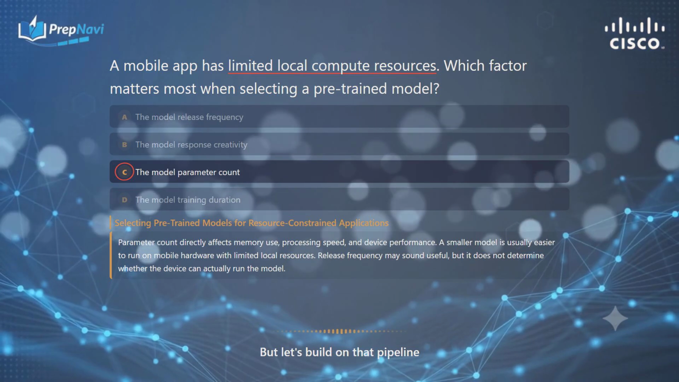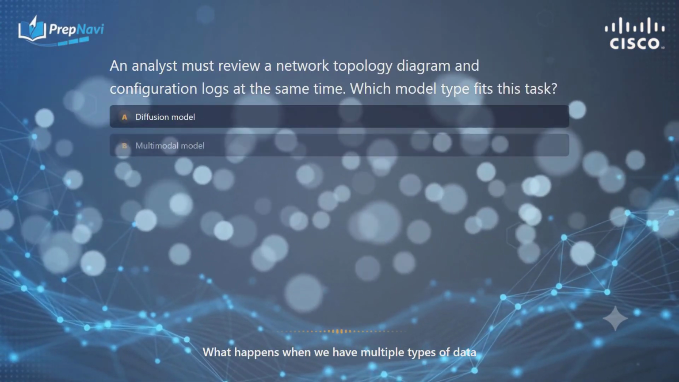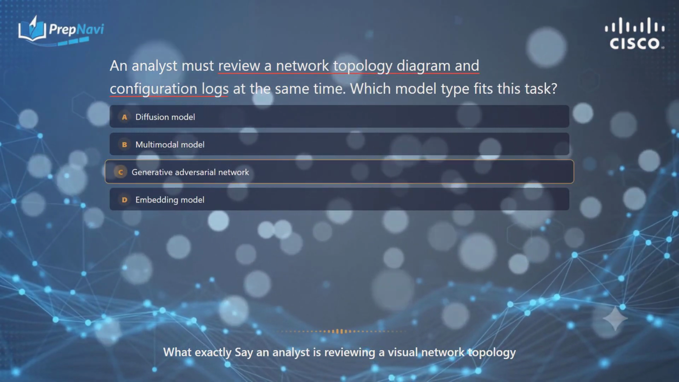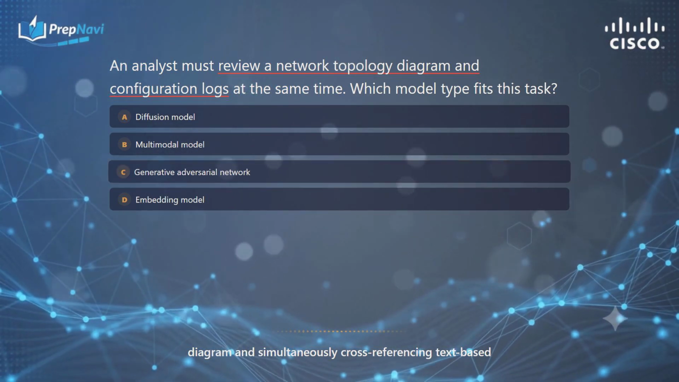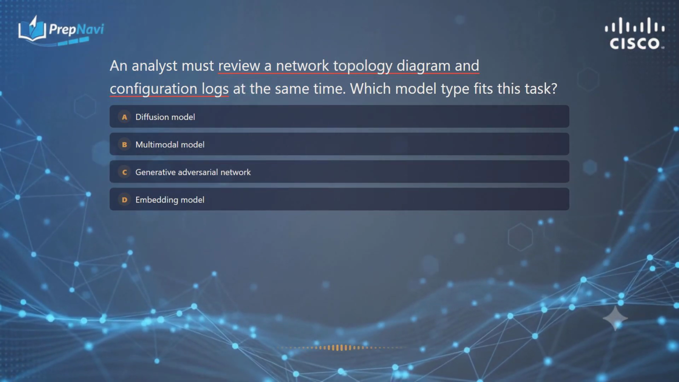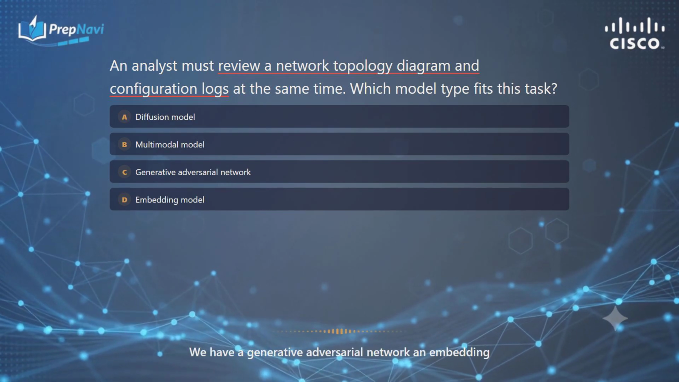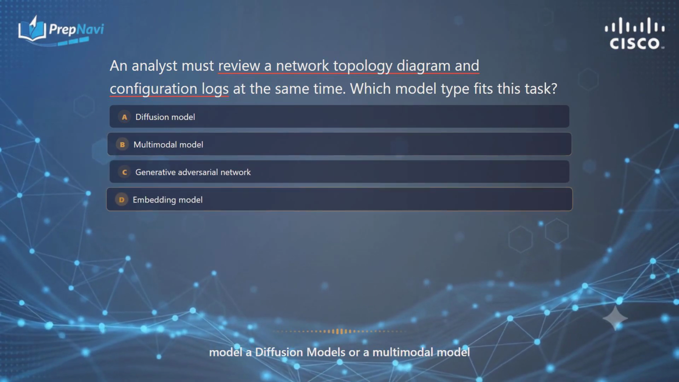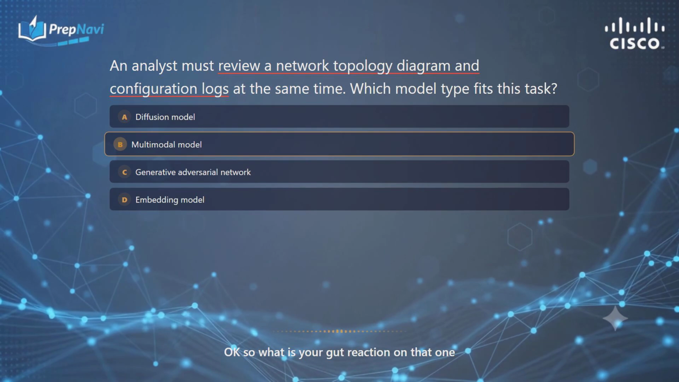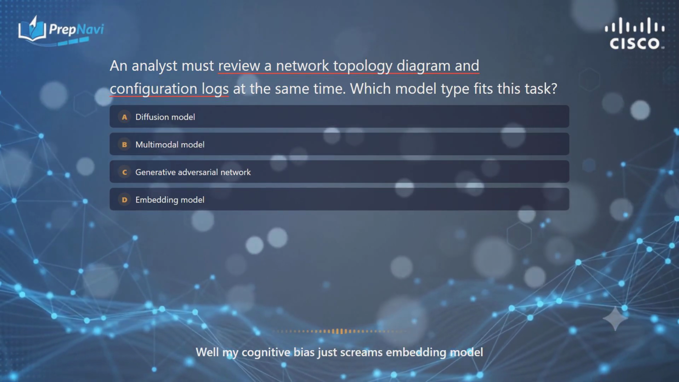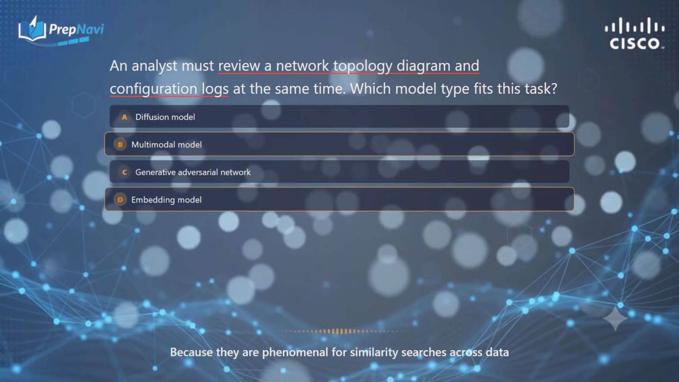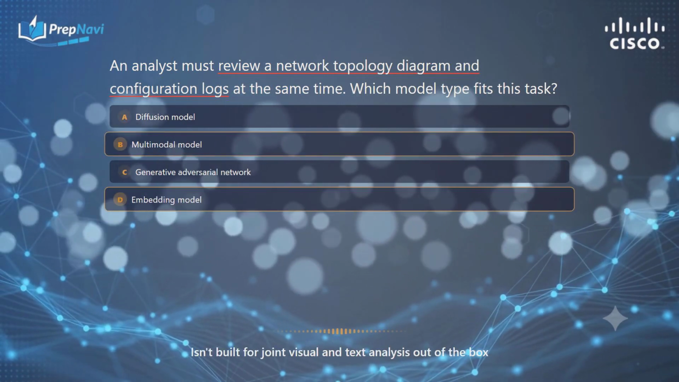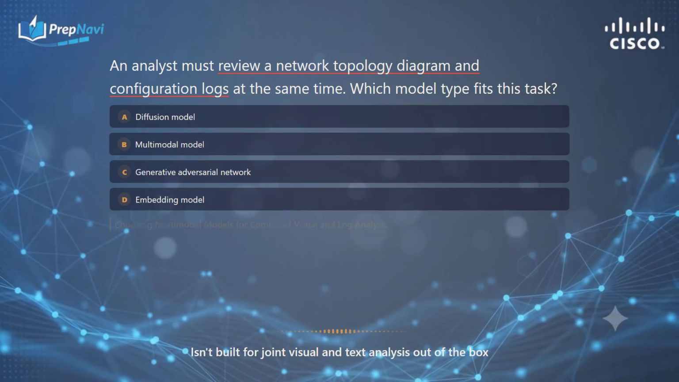I get that. But let's build on that pipeline. What happens when we have multiple types of data? Say an analyst is reviewing a visual network topology diagram and simultaneously cross-referencing text-based configuration logs. We have a generative adversarial network, an embedding model, a diffusion model, or a multimodal model. So what is your gut reaction on that one? Well, my cognitive bias just screams embedding model because they're phenomenal for similarity searches across data. They are, yeah, but an embedding model isn't built for joint visual and text analysis out of the box.